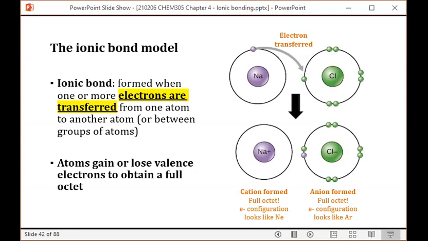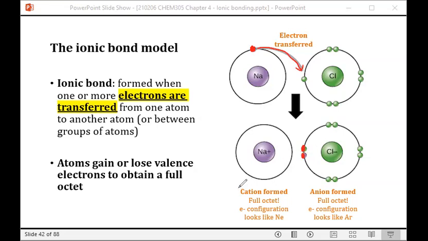So in the example of sodium and chlorine coming together to make an ionic bond, sodium has one valence electron. The most efficient way for sodium to get an electron configuration that is a full octet, just like the closest noble gas, is for sodium to lose one electron. So sodium will transfer an electron to chlorine. Chlorine has 7 valence electrons. The closest way for it to look like the closest noble gas and get a full octet is to gain 1 electron. So these two make a great pair. Sodium will transfer its 1 electron to chlorine.